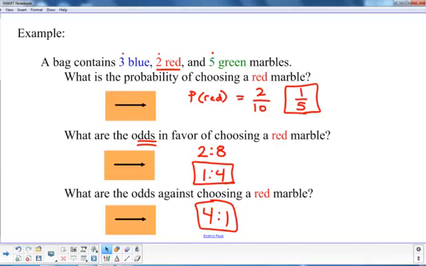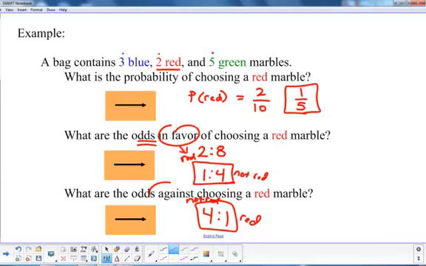And that is it. I'm going to put not red right here. Red. And I'll put red, not red. You just need to make sure in favor means you're going to get what you want. Against means you're not going to get what you want. So that is a very doable thing.